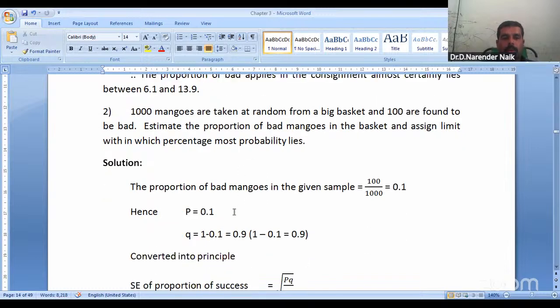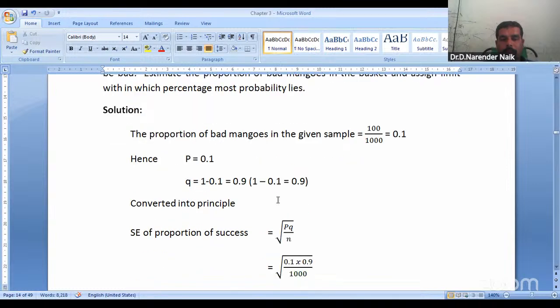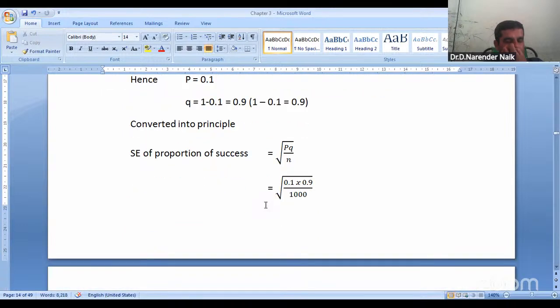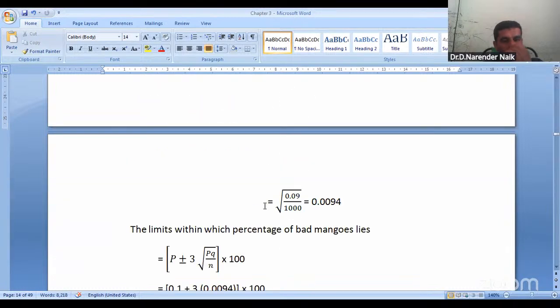The proportion of bad mangoes in the given sample is equal to 100 divided by 1000, that is 0.1. Hence P is equal to 0.1, Q is equal to 1 minus 0.1, which is equal to 0.9. Standard error of proportion of success is equal to under root PQ by N, that is 0.1 into 0.9 by 1000. So that is 0.0094.